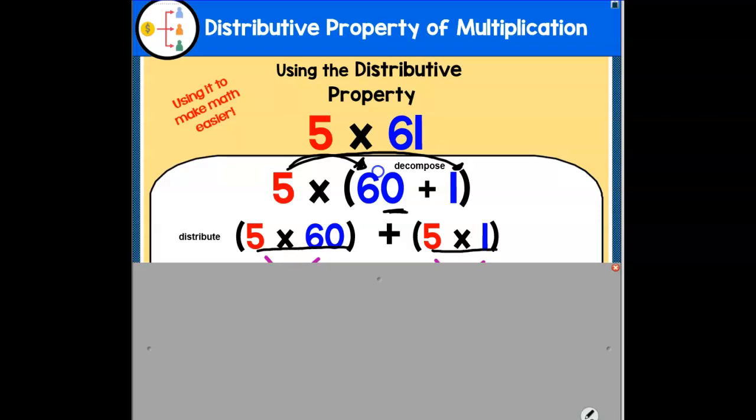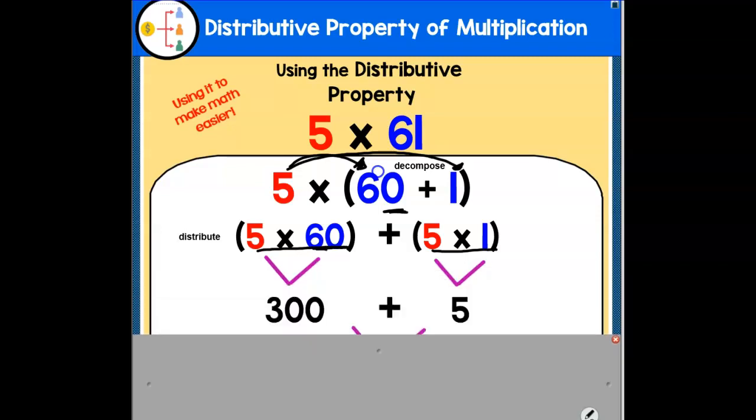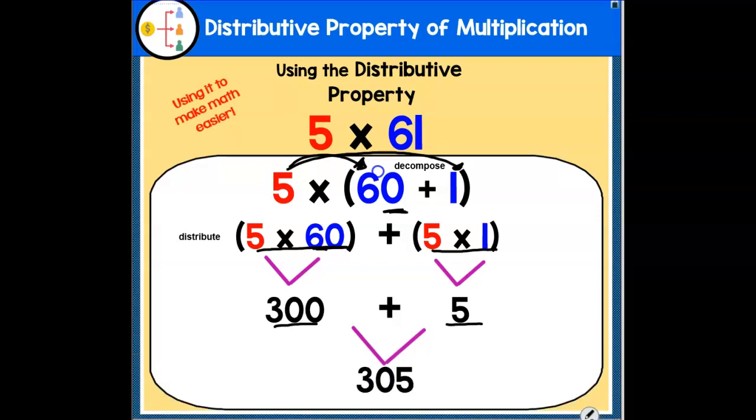If I calculate that out, 5 groups of 60, remember this is like 6 tens, 5 groups of 6, I know is 30, so 5 groups of 6 tens would be 300, plus 5 groups of 1, which are going to be 5. So now I've figured out the products of both 5 times 60 and 5 times 1, but to find the product of 5 times 61, I need to combine those numbers again for my total answer of 305.